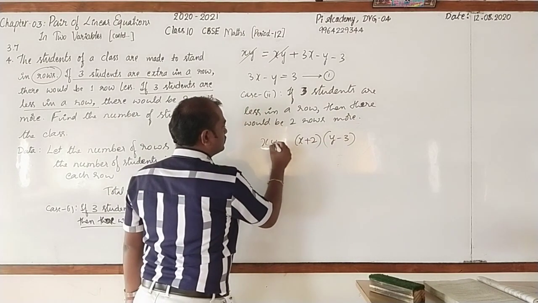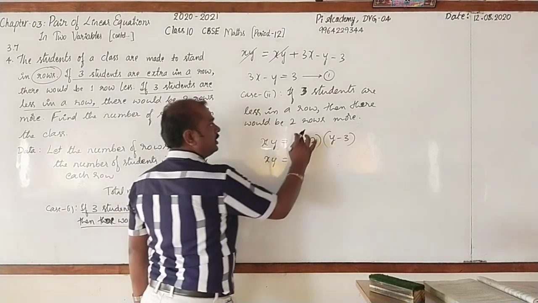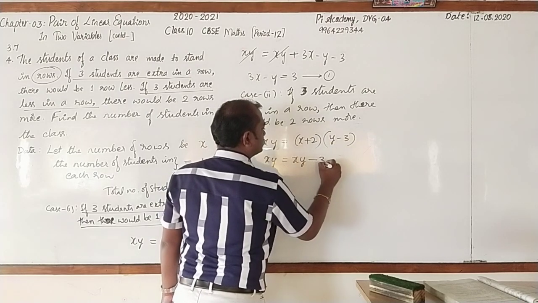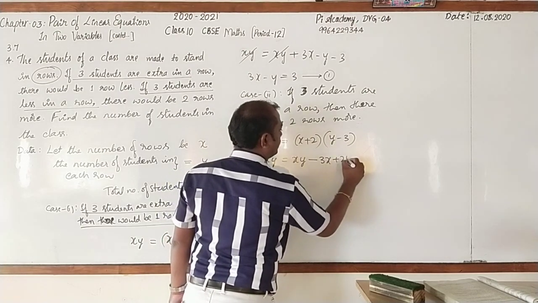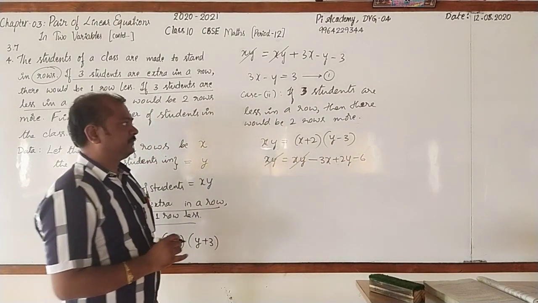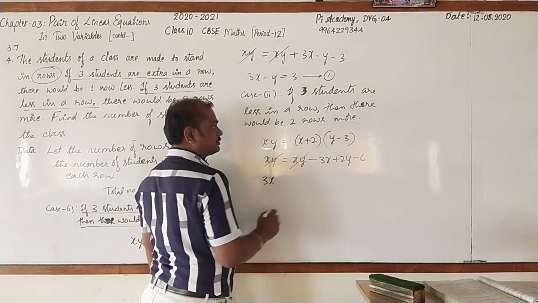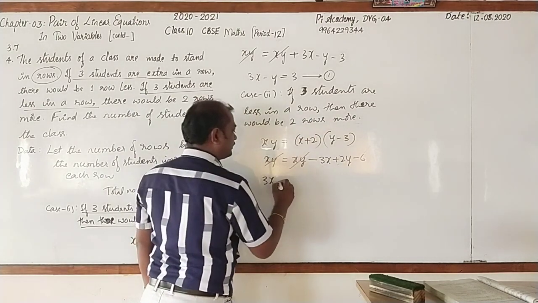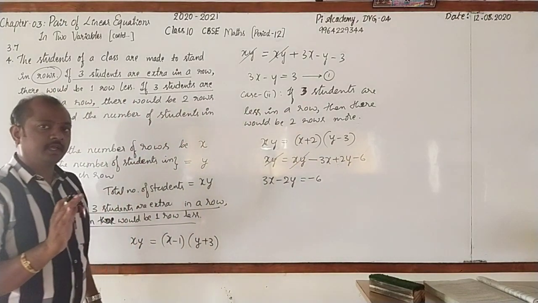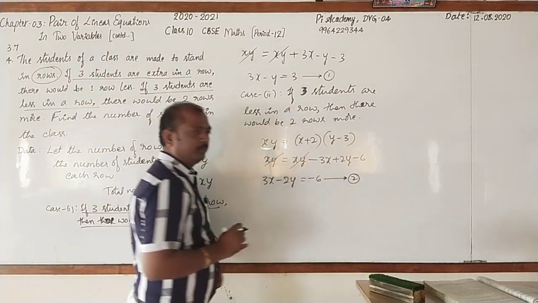The total number of students, xy. Clear? Now xy is equal to, multiply x with both the terms: xy minus 3x plus 2y minus 6. xy gets cancelled. Now transfer minus 3x to the left hand side. It becomes plus 3x, plus 2y to the left hand side, minus 2y. On the right hand side, keep that minus 6 as it is. Now you may call this equation 2.